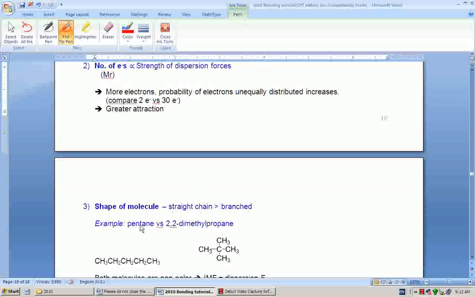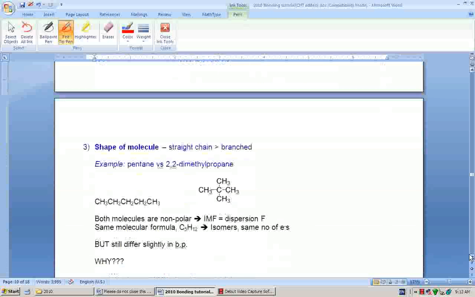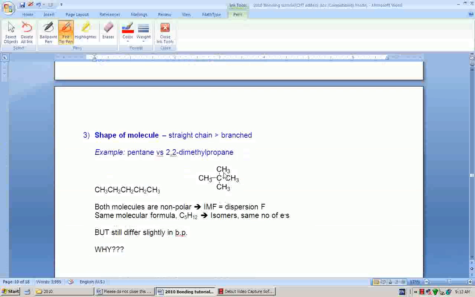Let's look at one example. Pentane versus 2,2-dimethylpropane. This is the structure of pentane. It is linear, and straight chain. On the right side, 2,2-dimethylpropane is branched. Now, both molecules are nonpolar, so you expect intermolecular forces of attraction to be dispersion forces. They have the same molecular formula, so they are actually isomers with the same number of electrons.